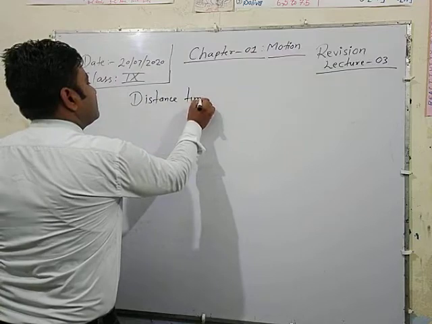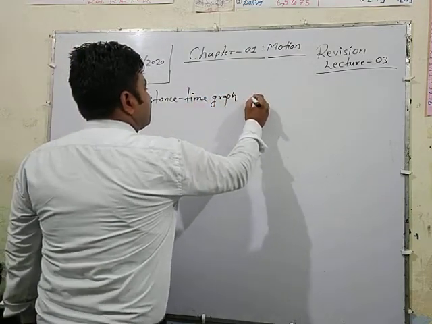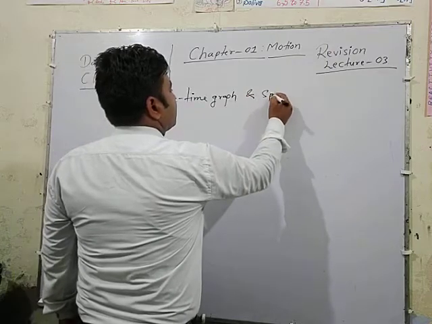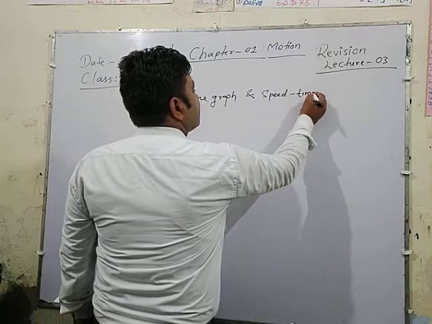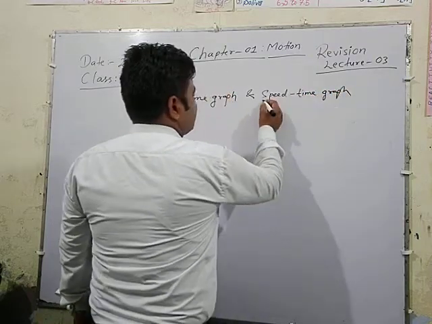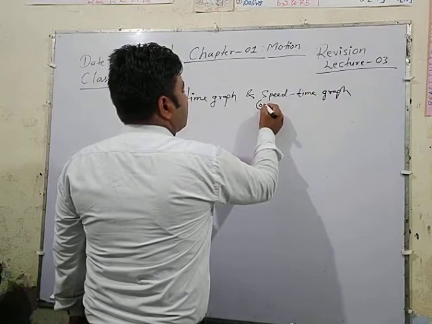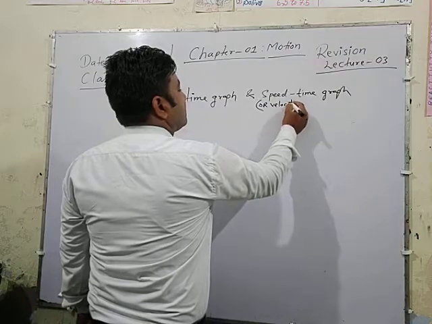Distance time graph and speed time graph. At the place of speed, if somewhere velocity is given, there is no matter.